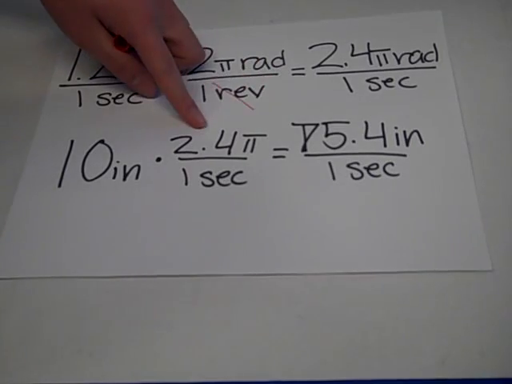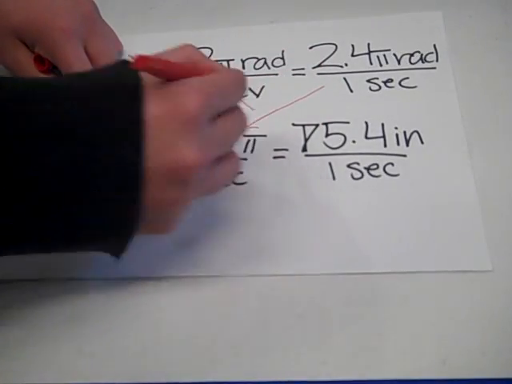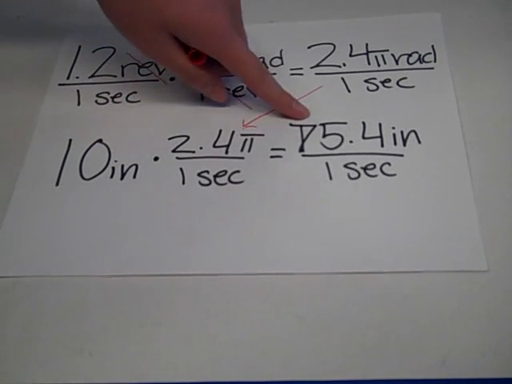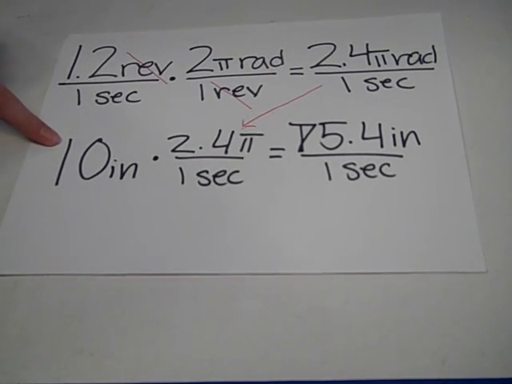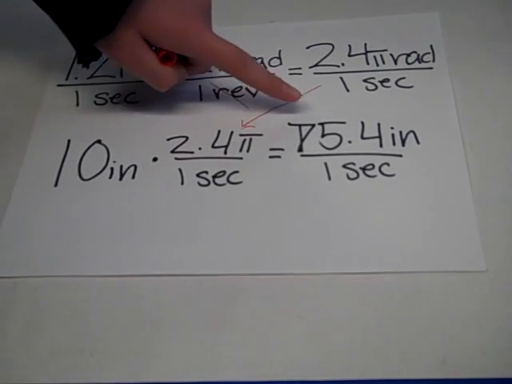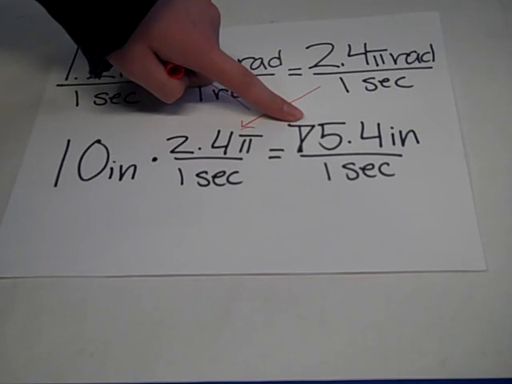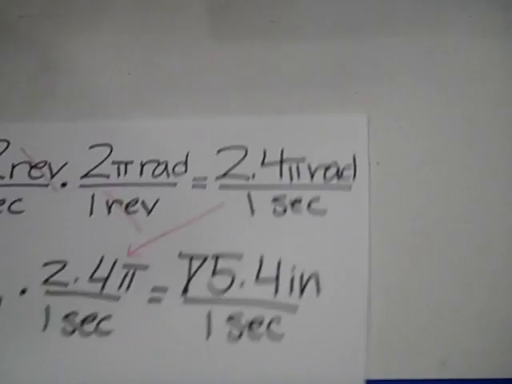the equation linear velocity equals angular velocity times the radius. The radius is 10 inches, so 10 times the angular velocity we found earlier of 2.4 pi will be approximately 75.4 inches per second. We hope this helped you understand linear and angular velocity.